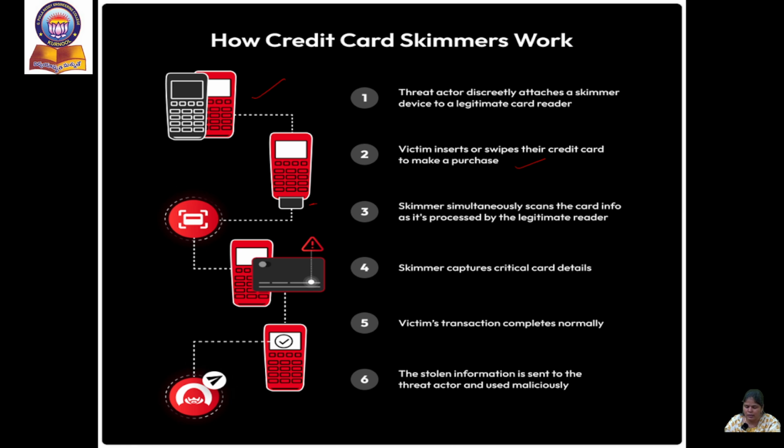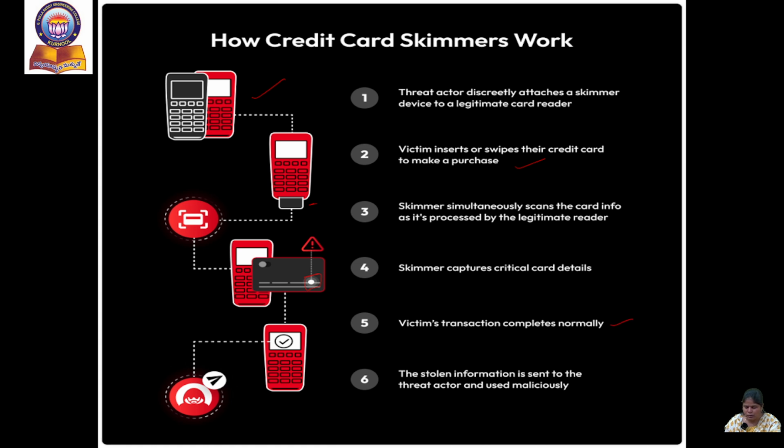The skimmer fixed on the swiping machine or the card reader will read each and every detail of the card, and it gets stored. The skimmer captures critical card details like the PIN number, or whatever details are at the back of your card. Next, the victim's transaction completes normally.